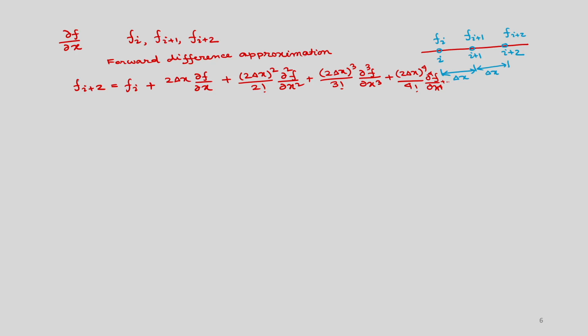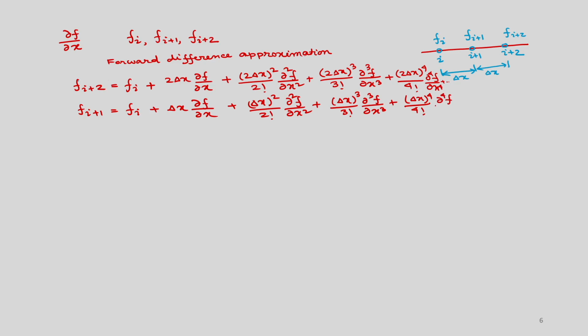So, now let us expand f I plus 1 about the point x I. So, you will use f I plus 1 is f I plus delta x del f by del x plus delta x square by factorial 2 del 2 f by del x square plus delta x cube by factorial 3 del cube f by del x cube plus delta x to the power 4 by factorial 4 del 4 f by del x 4 and other higher order terms.